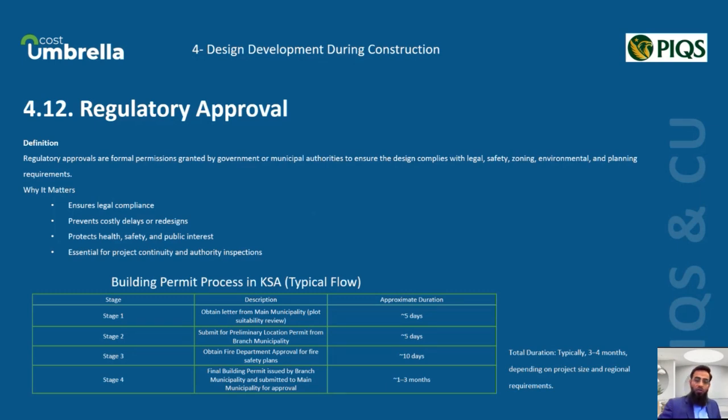The last stage, which is stage 4, finally, we apply for the final building permits from the branch municipality and submit it to the main municipality for approval. Can take approximately 1 to 3 months. Keep in mind that the total duration of this whole process can vary, typically taking 3 to 4 months, depending on the project size and specific regional requirements.